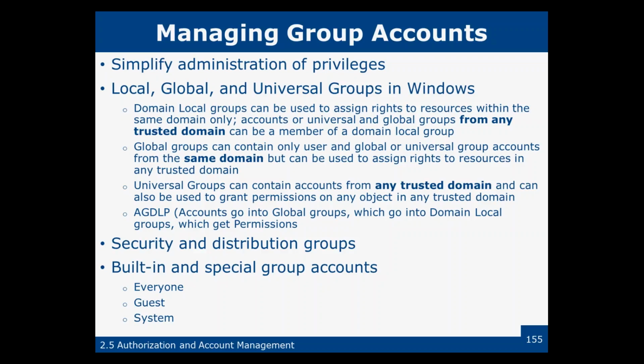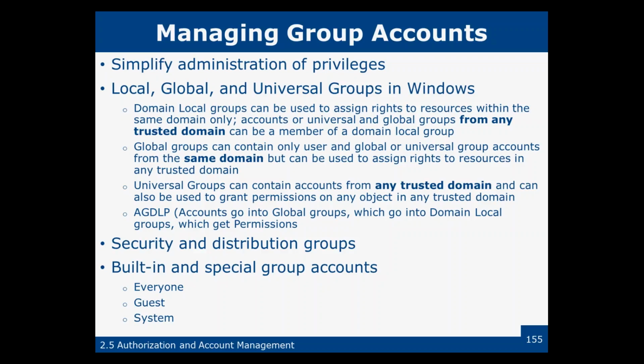Local and domain local are the same thing, except local is just on the actual local machine, and the domain local is in the Active Directory. So they do the same things. They can be used to assign rights to resources within the same domain only. So these are domain local groups. We can give permissions to resources within our local domain. Accounts, universal and global groups from any trusted domain can be a member of the domain local group.